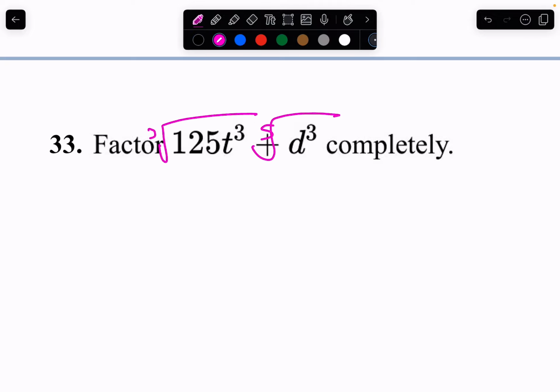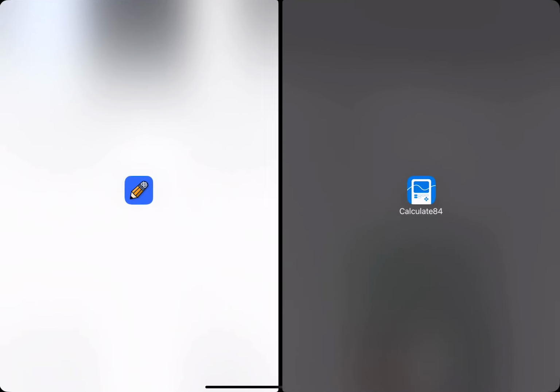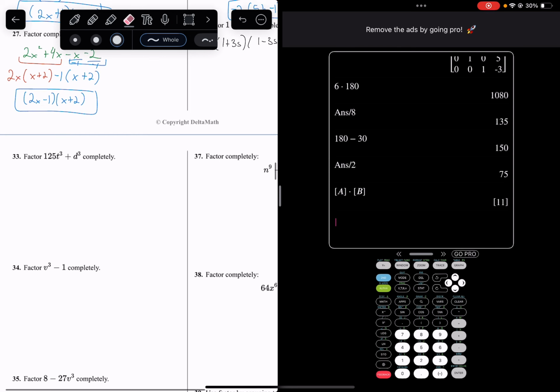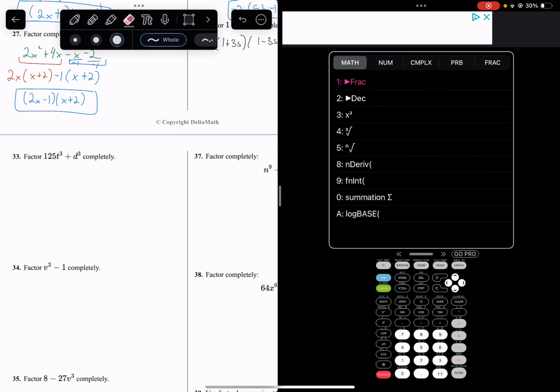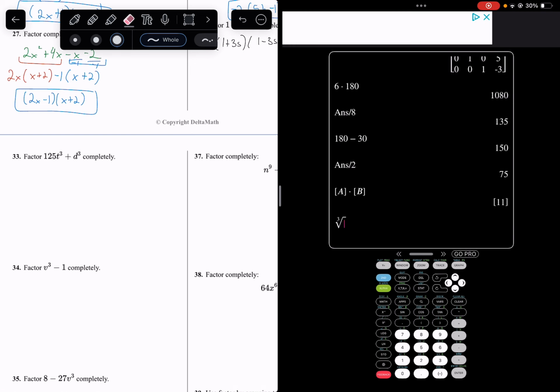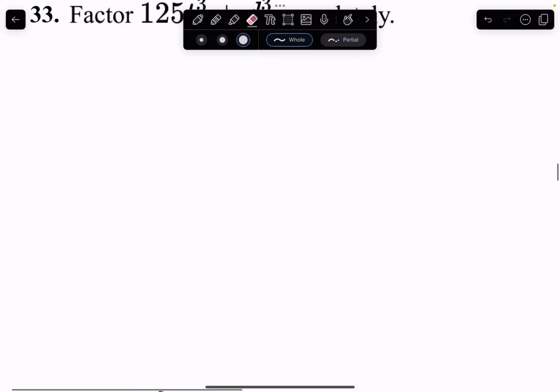Now, if you don't know how to do a cube root on your calculator, well, first I should say, we're going to look for a GCF. We don't have one. So to do a cube root on your calculator, you're going to click math, and then you can go down to this number 4 here. And we would just type in 125. The cube root of 125 is 5, right?